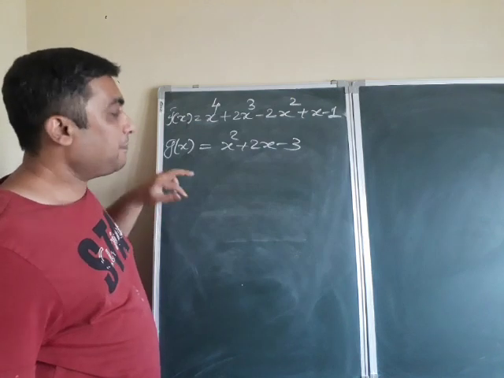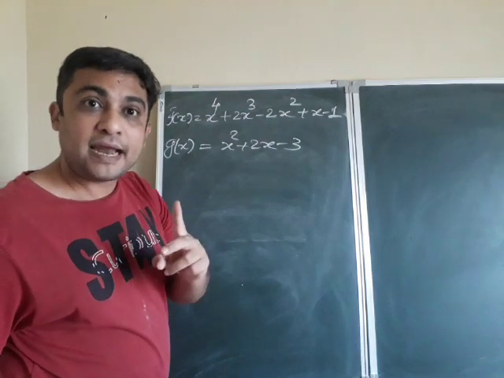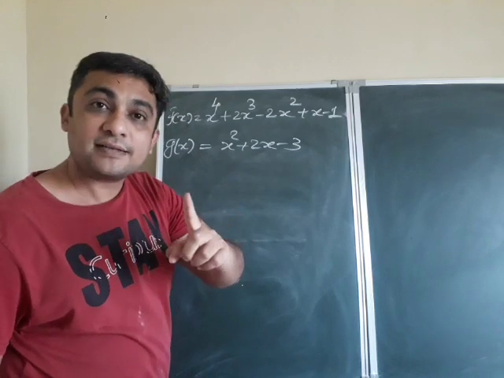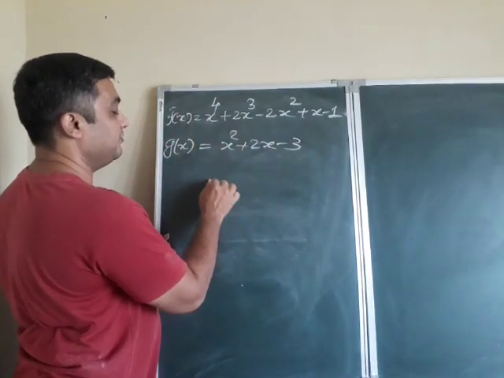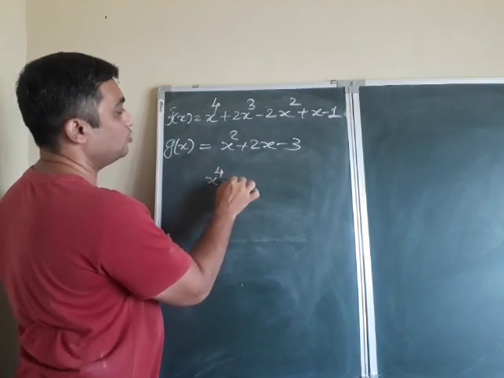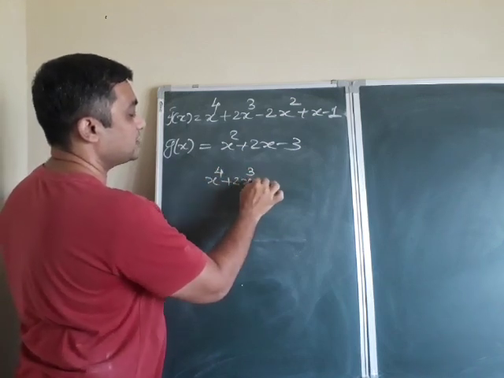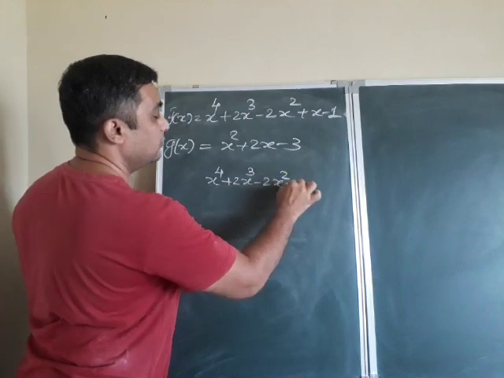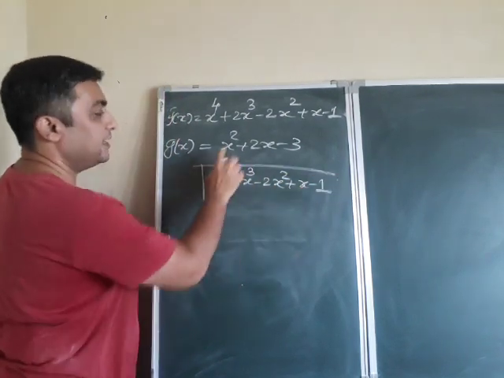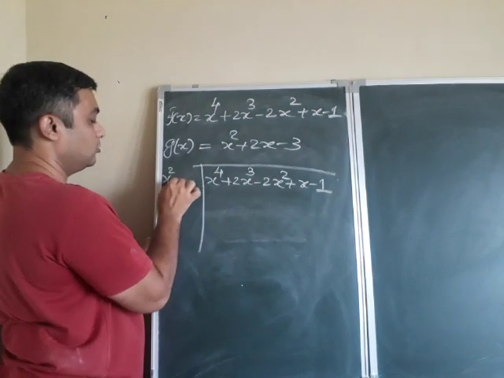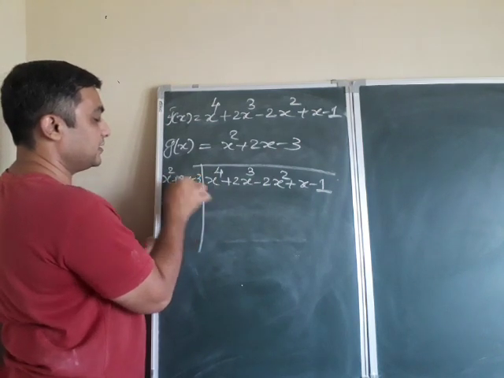Chaliye, ready? Here we have to add. So what are we adding? Minus remainder. And what are we subtracting? Remainder. Understood or not? So first we go with the long division method. This is x raised to 4 plus 2x cube minus 2x square plus x minus 1, and this is divided by x square plus 2x minus 3.